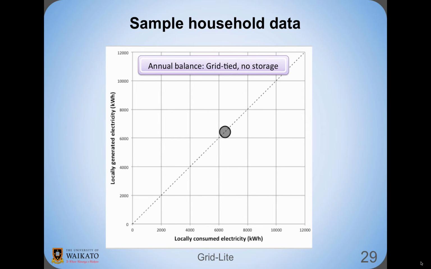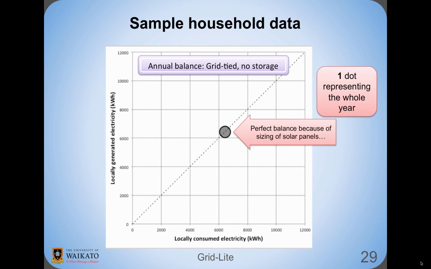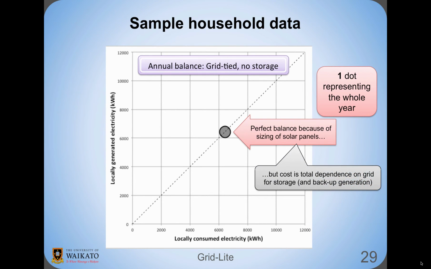Just to show the utility of this interval energy balance space, I also have graphs here showing the annual balance. These have just one data point, representing that annual total. For the situation with no storage, we get perfect balance because we calculated the required solar PV capacity to achieve this. And of course, the cost of this balance is total dependence on the grid for storage and backup generation during the year.